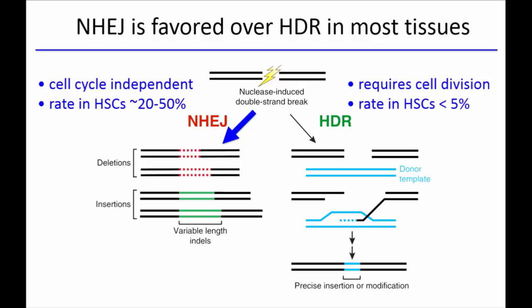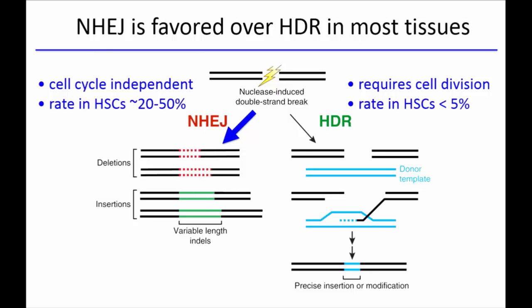Now, one problem in the field is that NHEJ is favored over HDR in most tissues, especially in tissues that are not dividing, like stem cells, because it's thought that homology-directed repair requires cell division, so you don't get it, or you don't get as much when a cell's not dividing, and this would be most stem cells, including hematopoietic stem cells.